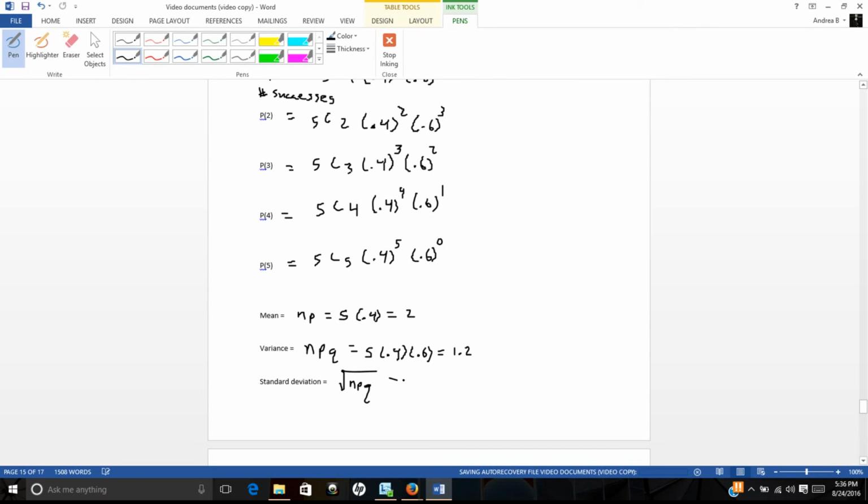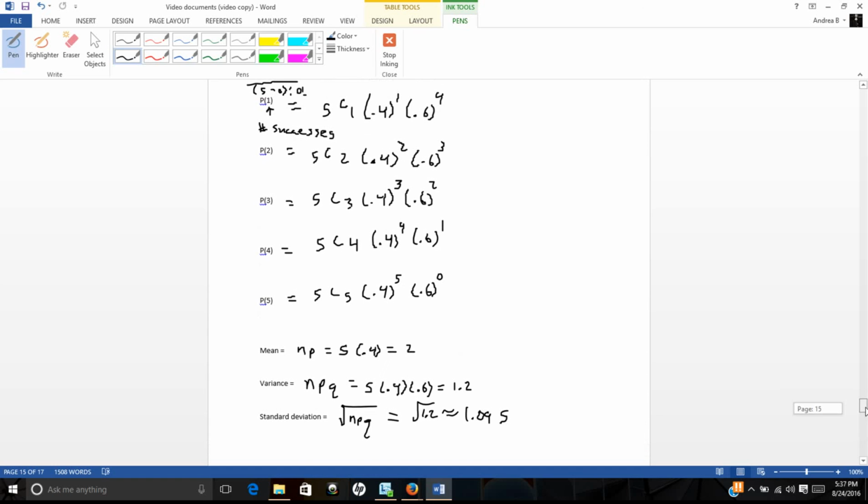So if we go through and calculate that here, remember whenever you're plugging these in, depending on your calculator, depends on exactly how you plug these in. Some of you will have to plug in the 1.2 first and then the square root. Some will have the square root and then the number there. We should get about 1.095. That would be in terms of finding your standard deviation there.